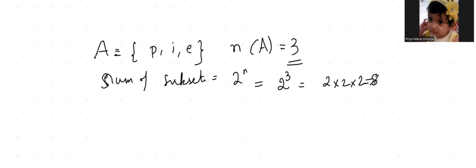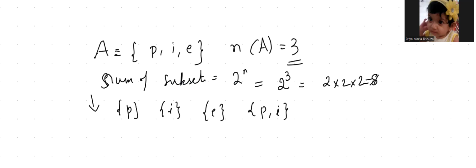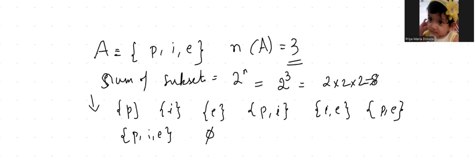We'll list them out. So subsets of A will be, you can take only P, only I, only E. You can take two together, P, comma I. The order in which you write doesn't matter. You can write I, comma P, or P, comma I. They both denote the same. Then I, comma E, then P, comma E, or E, comma P, however you want it. Then you have the full set itself, P, I, E, and then you have the null set. See, 1, 2, 3, 4, 5, 6, 7, 8. 8 are possible. These are the subsets. When I give you something like this, you can expect a 2-mark question like this. Okay.